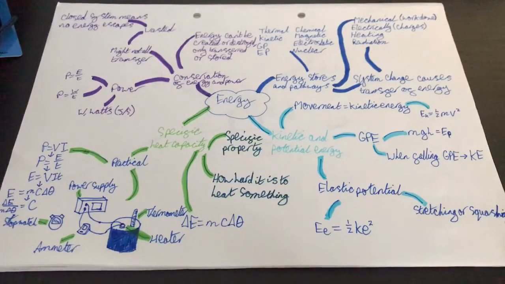And you can find the energy transferred to an object using this. So E is your energy, M is your mass, C is the specific heat capacity, and this sign is theta, and that means temperature. And when you see a little triangle, that's delta, and delta symbolizes a change in. So the change in energy is the mass times the specific heat capacity times the change in temperature.